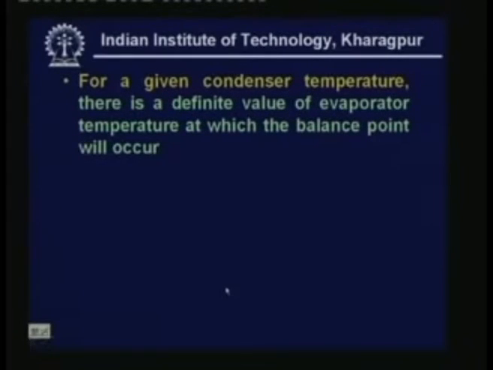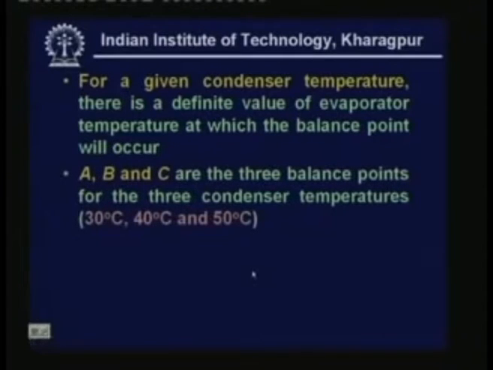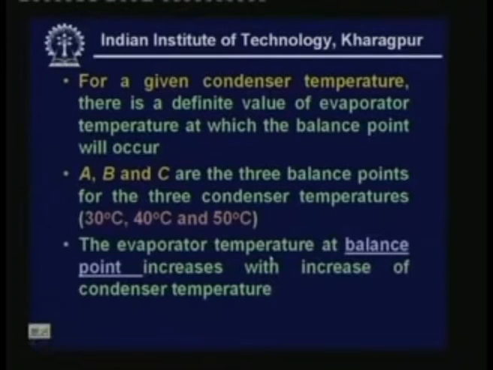So, that is what is summarized here. For a given condenser temperature, there is a definite value of evaporator temperature at which the balance point will occur. A, B and C are the three balance points for the three condenser temperatures, 30 degrees, 40 degrees and 50 degrees centigrade. And the evaporator temperature at balance point increases with increase of condenser temperature. I have already explained this.